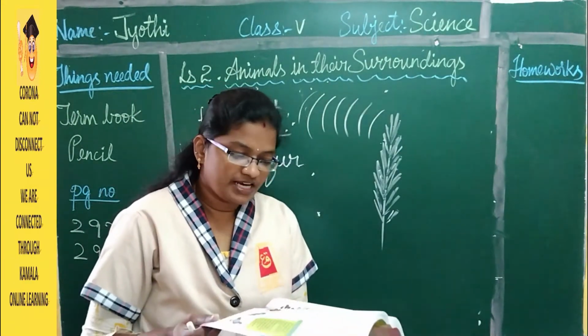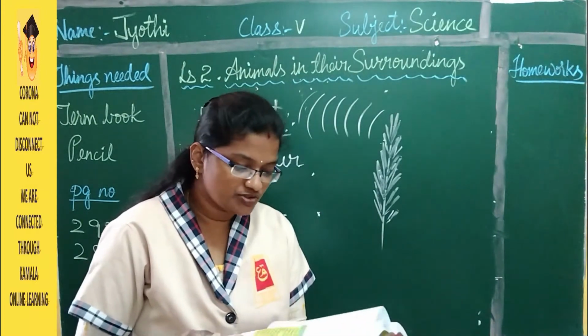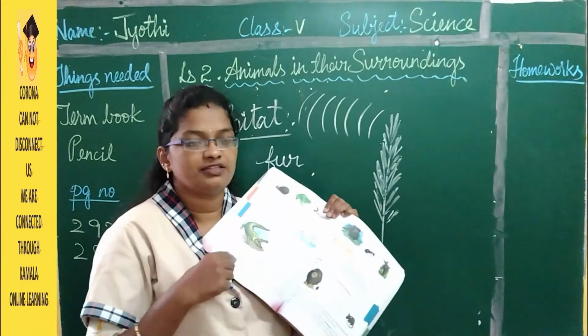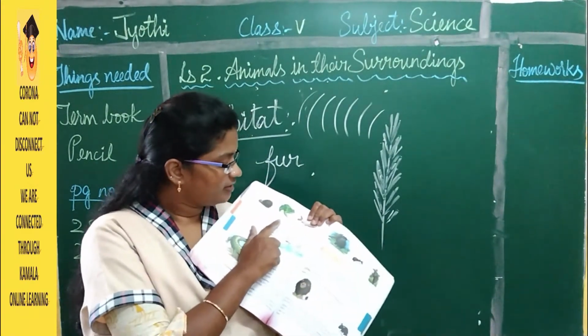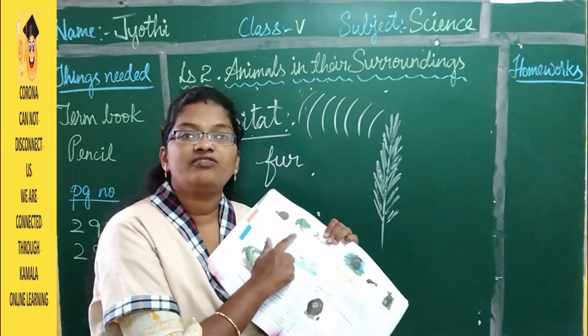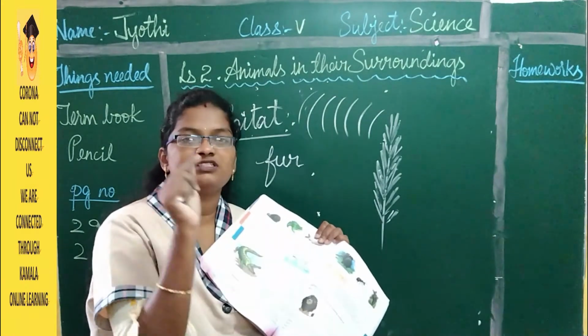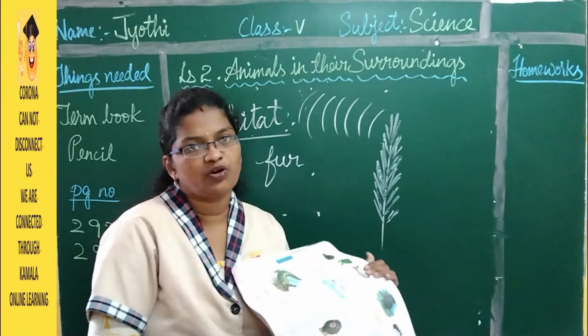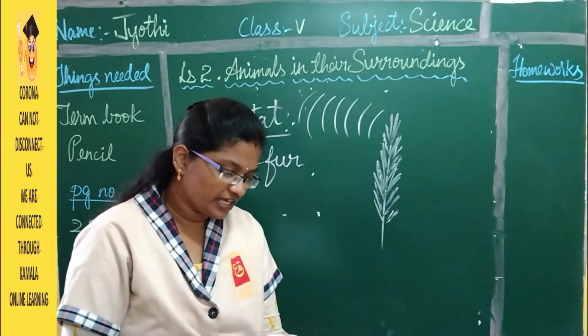Then amphibians have bare skin that is usually soft and moist. And if you see the frog here, it is an amphibious animal. It has very soft and moist skin. Moist skin means it always has a little bit of wetness on its body. So that is about amphibious animals.